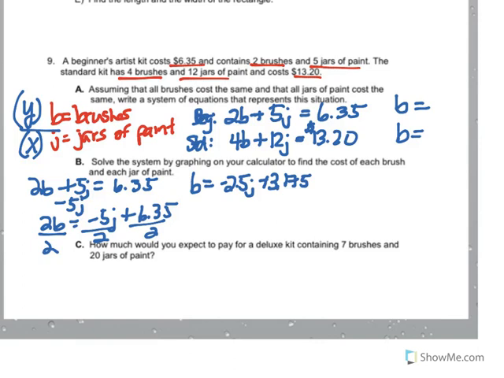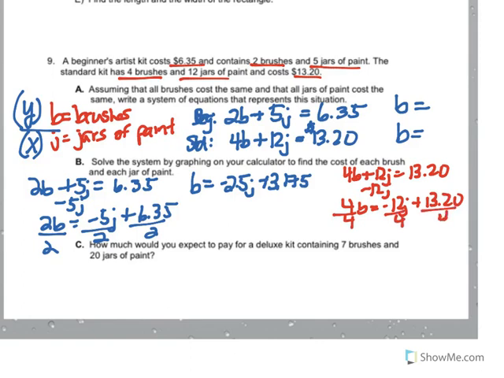Now let's solve the other one. We have 4B plus 12J equals 1320. So remember, we want to solve for B. So let's subtract 12J. So you have 4B equals negative 12J plus 1320. Divide everything by 4. And you get B equals negative 3J plus 3.3.